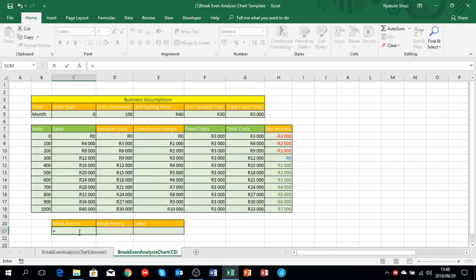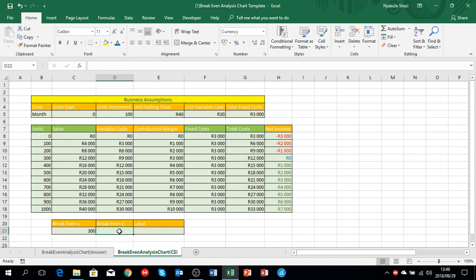And it's equal to, open brackets, total fixed cost divided by, open brackets, our unit selling price minus our unit variable cost, close brackets. And then we enter. So our break-even X is 300 units. Remember, guys, that whatever is here has to agree with what is in the table, right?